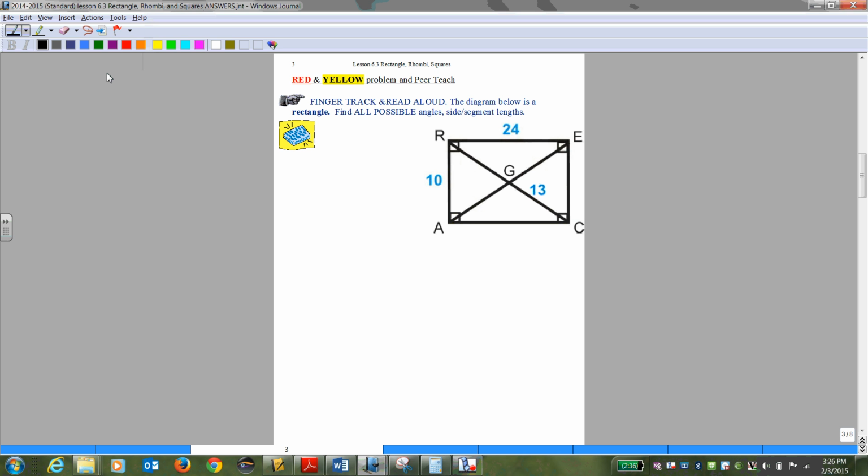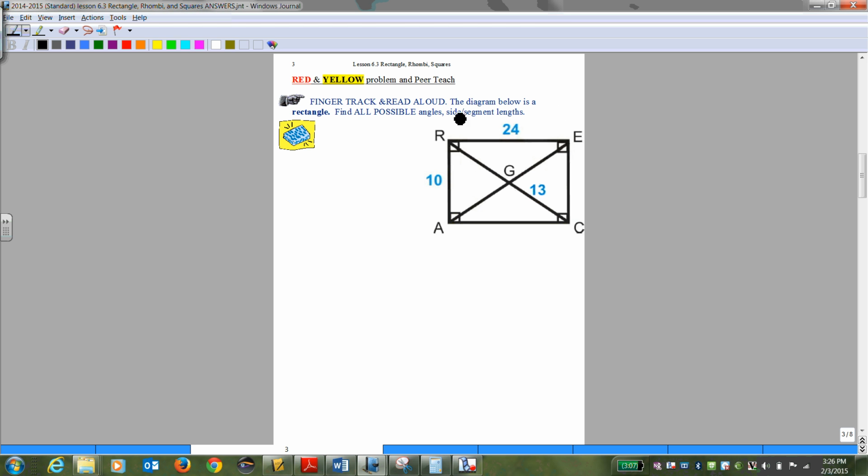This is the red, yellow, Pure Teach problem for lesson 6.3. Now pay attention as I guide you through this, because your job is to coach someone through this problem, but you always want to ask more questions than give answers.